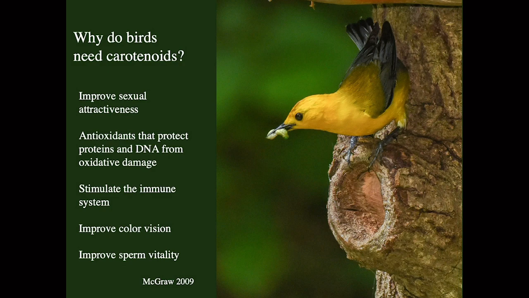They improve sexual attractiveness. Now we're talking about male birds in particular that take carotenoids and build pigments out of them and then put those pigments in their feathers. So that is a male prothonotary warbler, and he is bright yellow because he has had access to lots of luteins. And the brighter yellow he is, the more ladies he attracts.